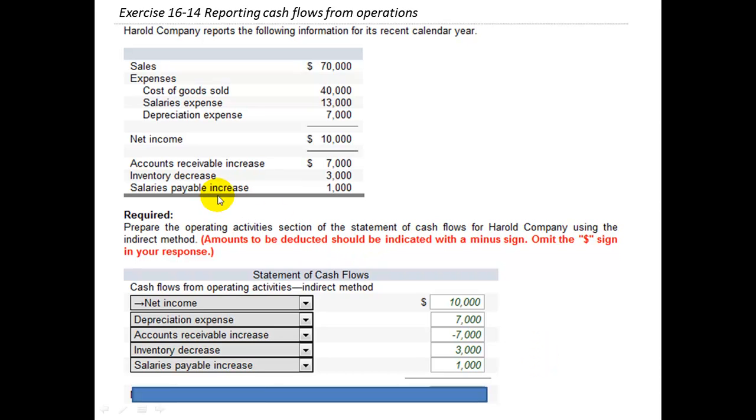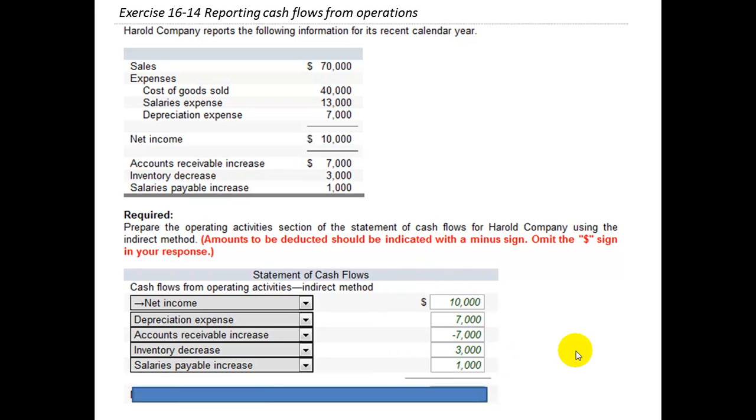Say if we had a salaries payable increase, that means that we are, say, owing people more for salaries than what we're paying. Therefore, we're using less cash, and that will increase our cash from operating activities, in this case by $1,000.